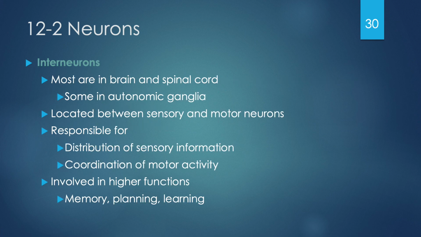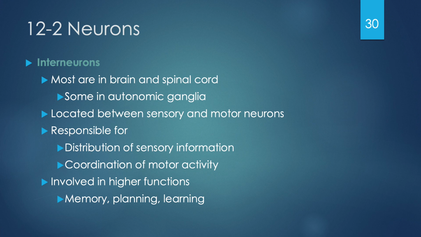Interneurons are the liaisons of the central nervous system, if you want to think of it that way. So they will be mostly in the brain and spinal cord, and you'll find some in autonomic ganglia. And what they do is they're positioned immediately between a sensory and a motor neuron. So this is going to be very important when we discuss reflexes later on.